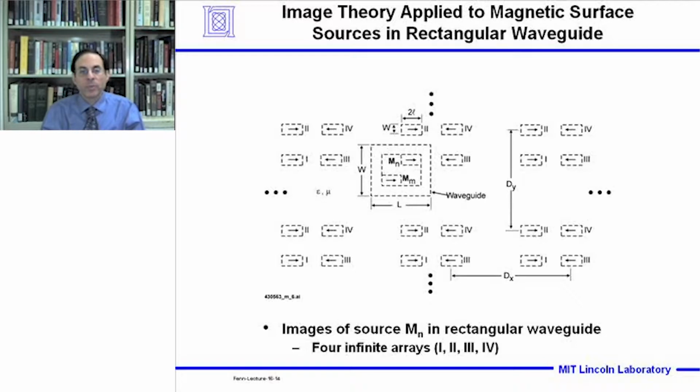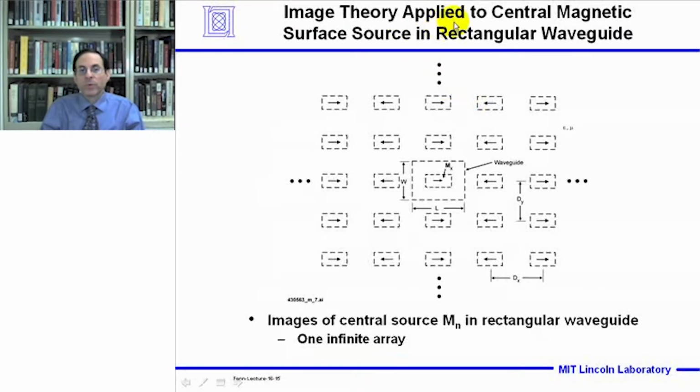Now, to compute the necessary mutual admittances in the method of moments, we apply image theory to the magnetic surface sources in the rectangular waveguide. So here we're showing the outline of the rectangular waveguide with dimensions L and W, and we show two magnetic surface sources inside the waveguide. And what we'd like to do is be able to compute the mutual admittance between magnetic surface sources M and N. And so what we do is represent Mn in the waveguide as an infinite array of images as shown here. And so for magnetic surface source Mn as shown inside this waveguide, there are four infinite arrays that are produced by the method of images. And these are used in the mutual admittance calculation.